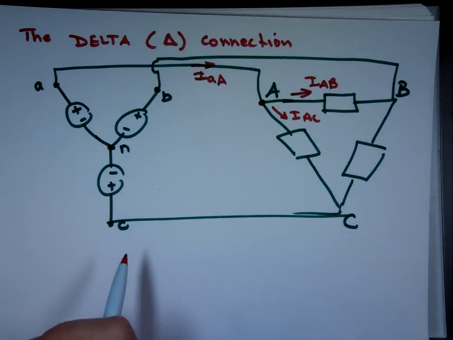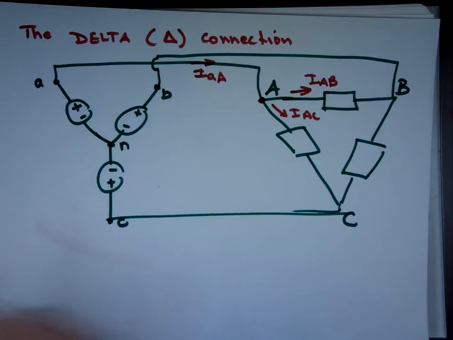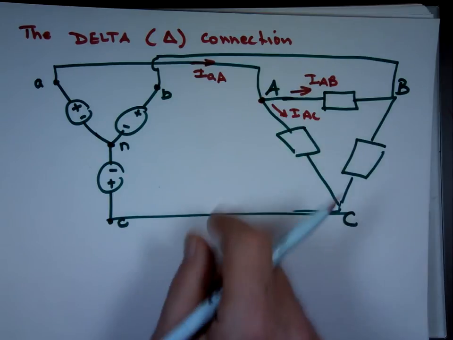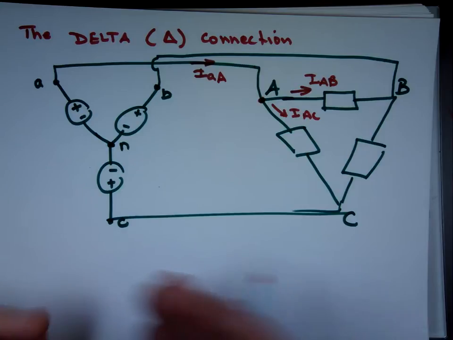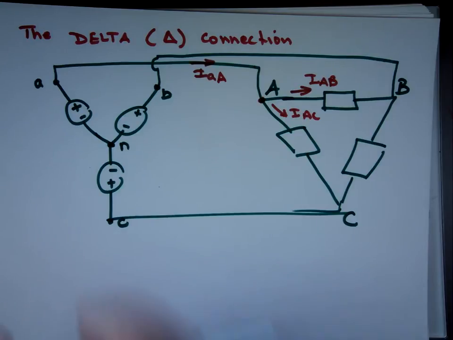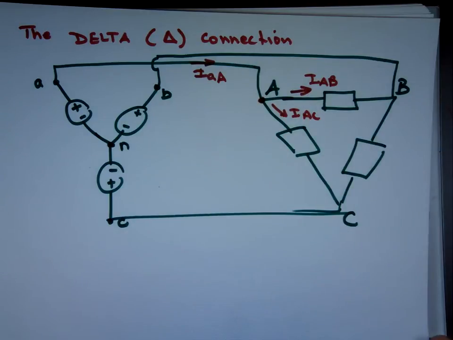So we have a couple of options in a case like this. We can either convert this to a delta source, or we can convert this to a Y load. So you'll have Y to Y or delta to delta. Because if you have delta to delta, you'll see the voltage source will be in parallel with these, and you just use Ohm's law, or Y to Y.